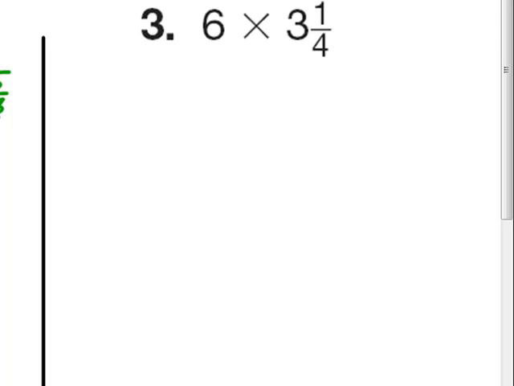All right. Let's take a look at another one: 6 times 3 1/4. So we have a whole number times a mixed number. Let's rewrite these as improper fractions. Well, all whole numbers have an invisible 1 underneath them. We make that visible. 6 divided by 1 equals 6. And 3 times 4 equals 12. 12 plus 1 equals 13. So we have 13/4.